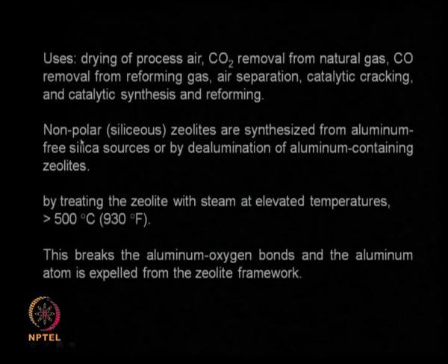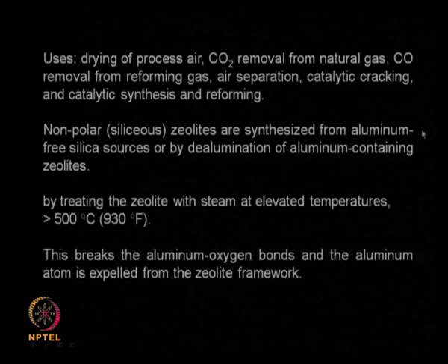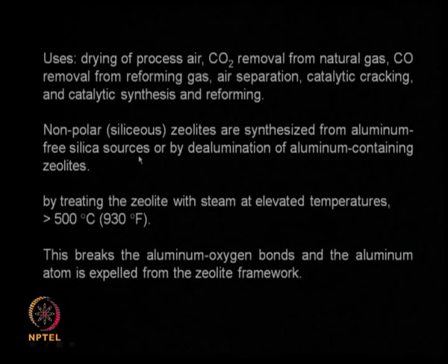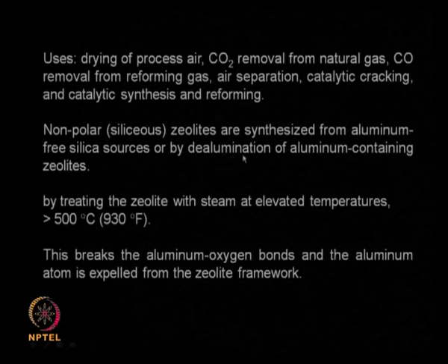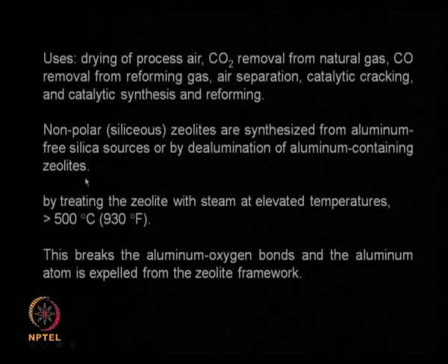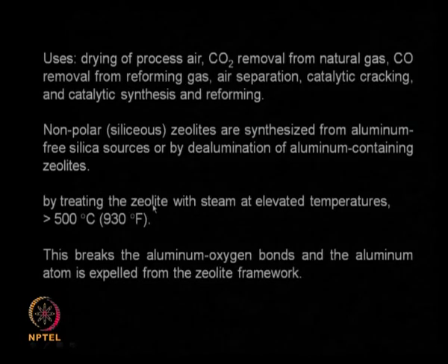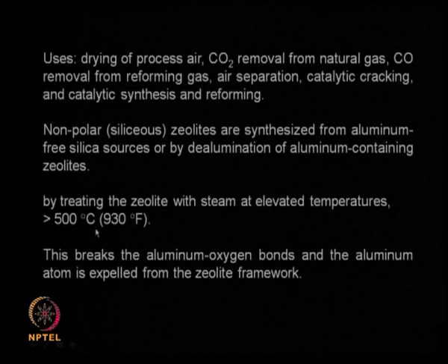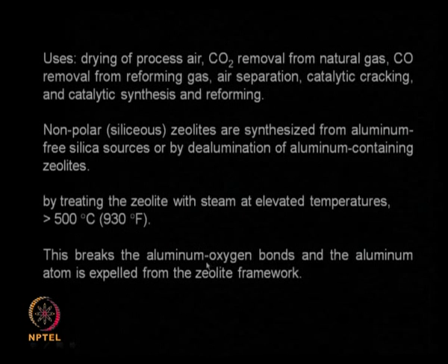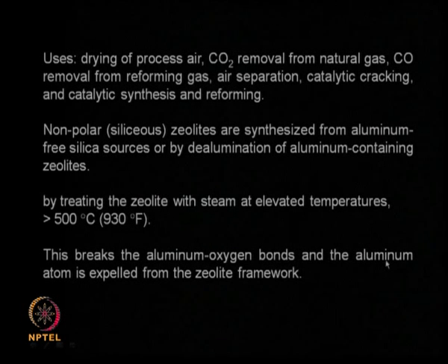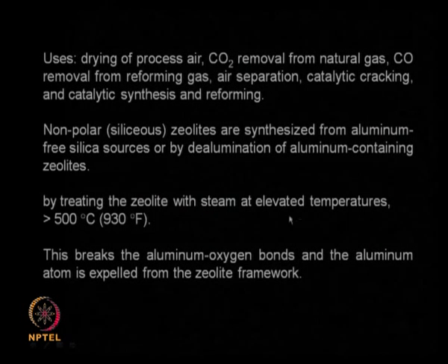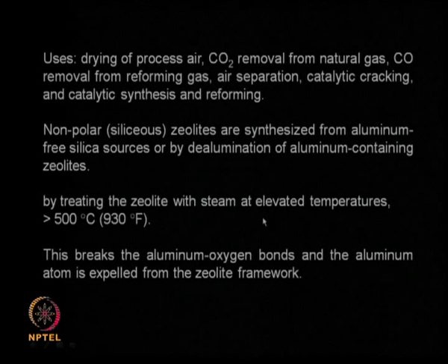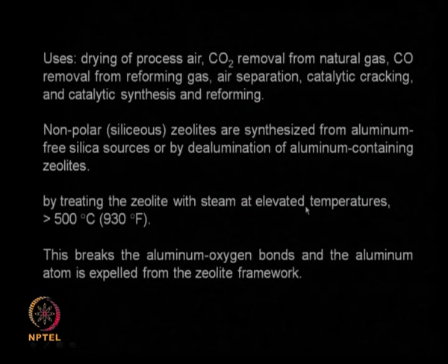You also have non-polar zeolites. So what you do is you use aluminium free silica sources by de-alumination of aluminum containing zeolites, by treating the zeolite with steam at elevated temperature, that is almost greater than 500 degrees centigrade. So it breaks the aluminum and oxygen bonds, which makes the aluminum be expelled from the zeolite framework. So you can make this type of non-porous material also.